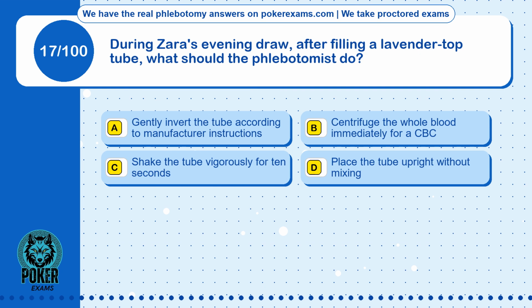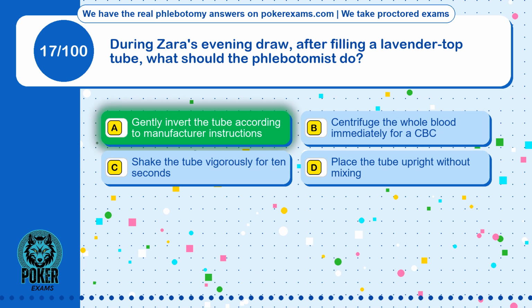Question 17. During Zara's evening draw, after filling a lavender top tube, what should the phlebotomist do? Option A, gently invert the tube according to manufacturer instructions. Option B, centrifuge the whole blood immediately for a CBC. Option C, shake the tube vigorously for 10 seconds. Option D, place the tube upright without mixing.